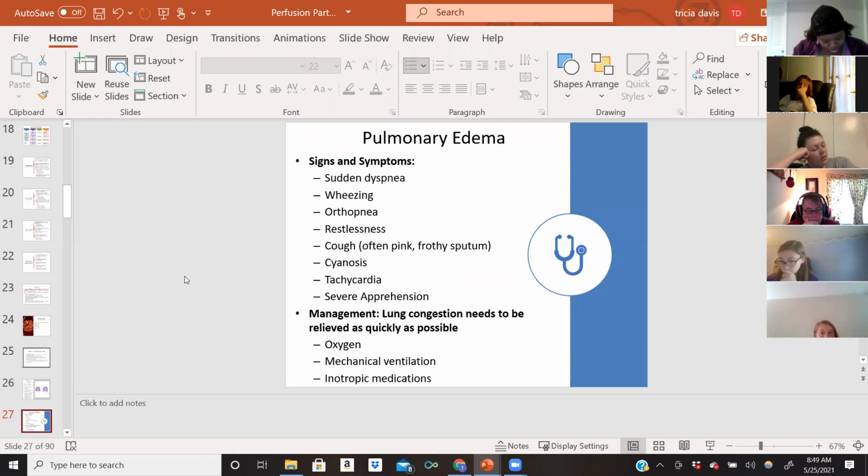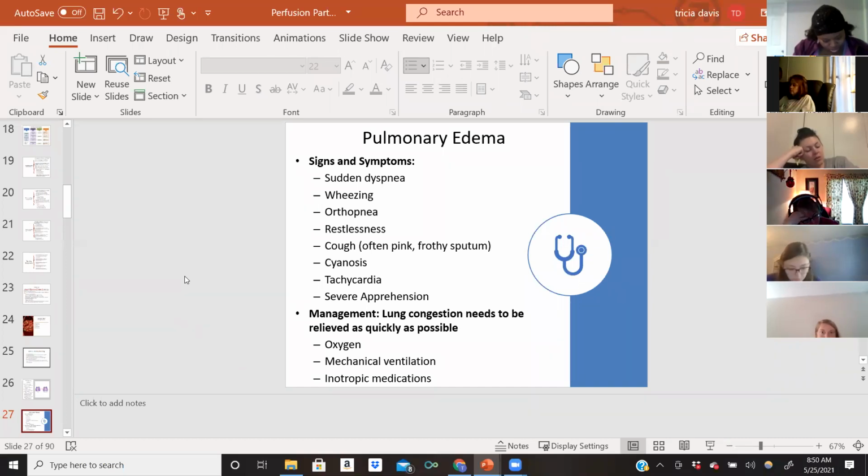So sudden signs and symptoms: they're going to have sudden dyspnea. All of a sudden, they're going to report shortness of breath. They're going to have wheezing. They're going to have that orthopnea that we talked about. They're going to be restless. They're going to have that cough, often with pink, frothy sputum, which is indicative of left-sided heart failure. They're going to have cyanosis. They're going to have tachycardia, and severe apprehension or anxiety because they're not going to be able to get good airflow in. And they're going to feel apprehensive, obviously. It's very scary not to be able to breathe.